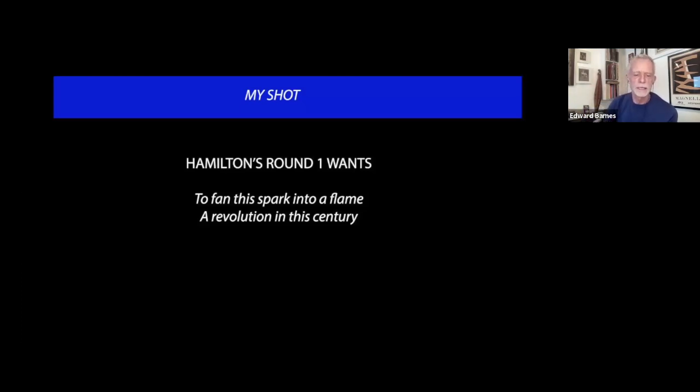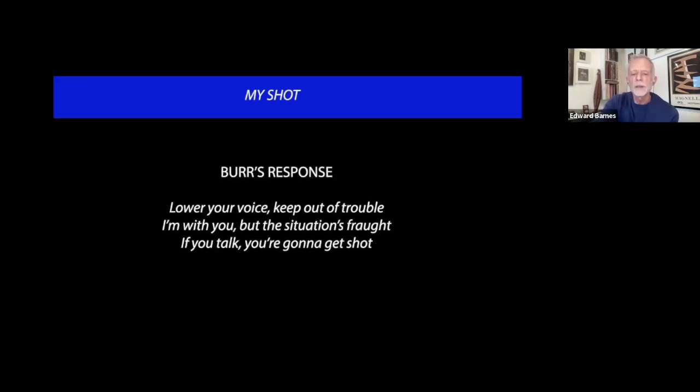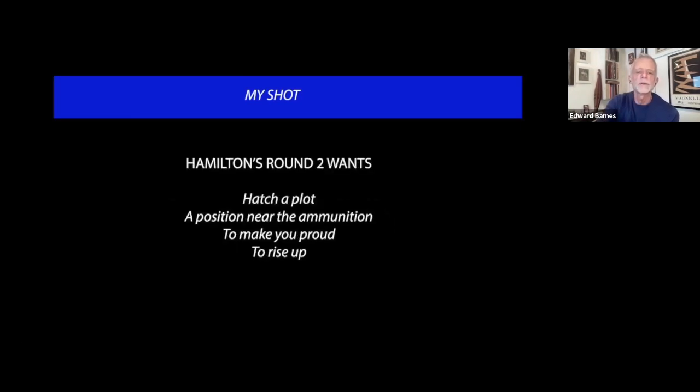The first round, he says he wants to fan this spark into a flame. Now, the spark is this revolutionary spirit, and he wants to see a revolution in this century. That's what he wants in the first round. Burr then responds by saying, lower your voice, keep out of trouble, I'm with you, but the situation's fraught. If you talk, you're gonna get shot. Another warning.